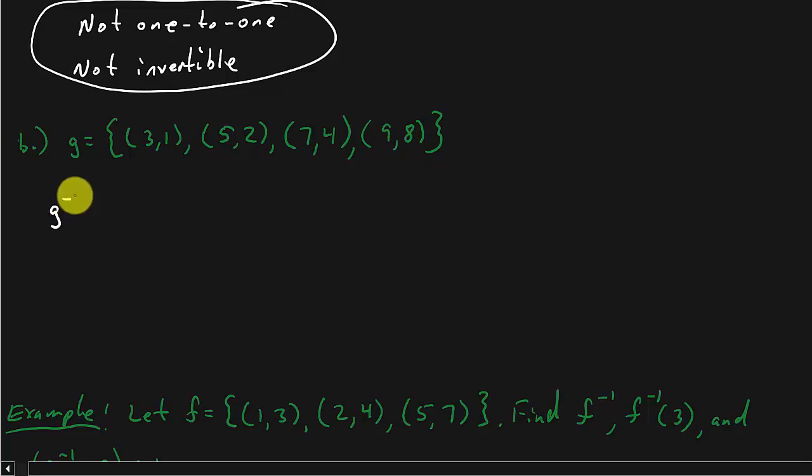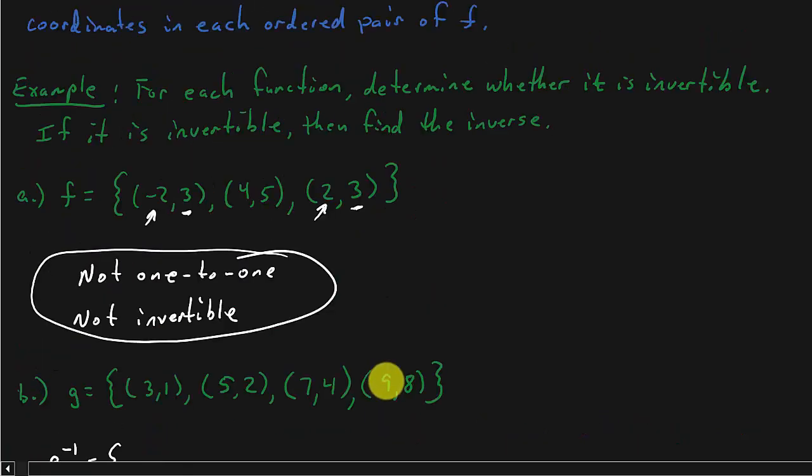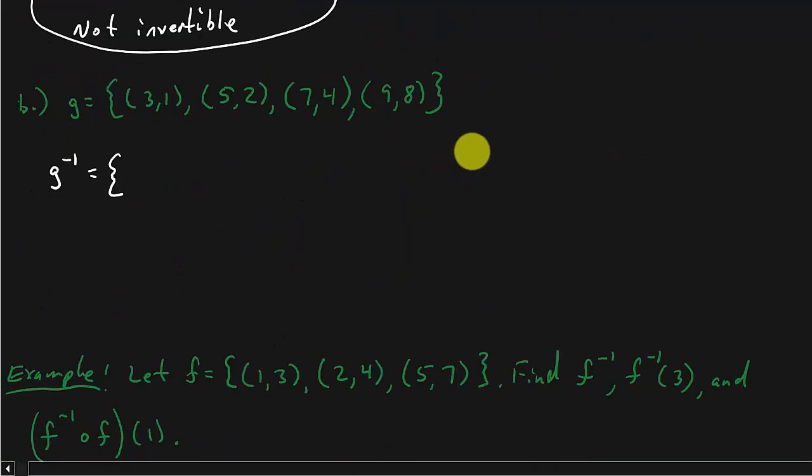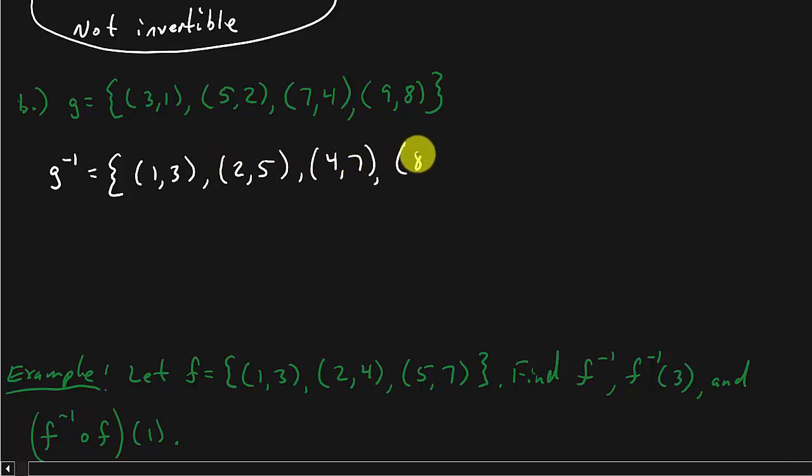So the inverse is equal to, now what does it say to do? Okay, if f is a one-to-one function, the function f inverse has ordered pairs obtained by interchanging the coordinates in each ordered pair of f. So all that means is you just swap the x and y values. And there's your inverse right there.